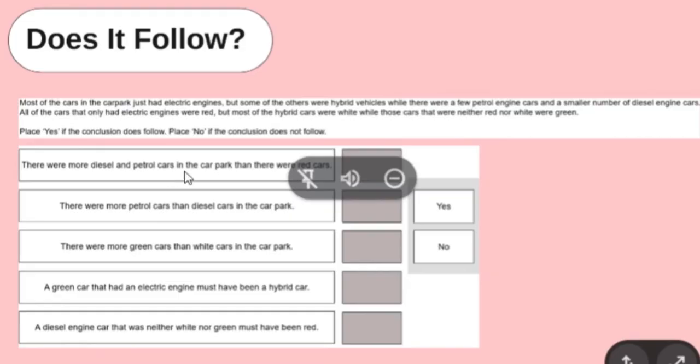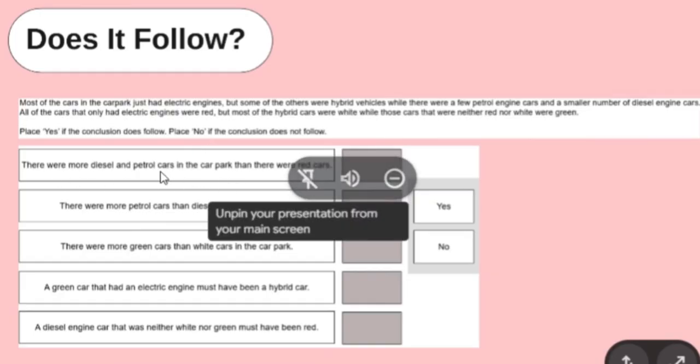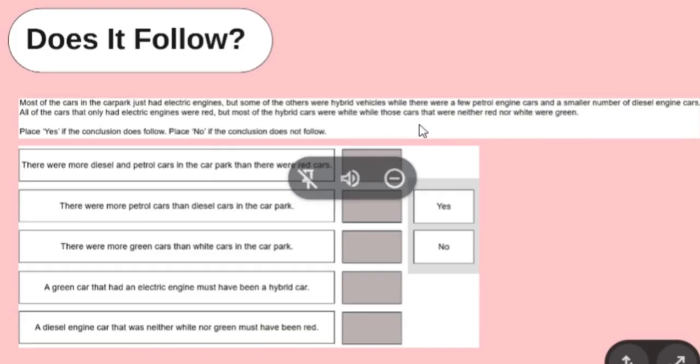Okay, so for the first statement, I would disagree. It says there are more diesel and petrol cars in the car park than there were red cars, but we know all of the cars that had electric engines were red, and those that were hybrid cars were neither red nor white. And then we don't know anything else about colors. So in this case, the statement just doesn't follow. We don't have enough information to make that assumption. So that would be no.